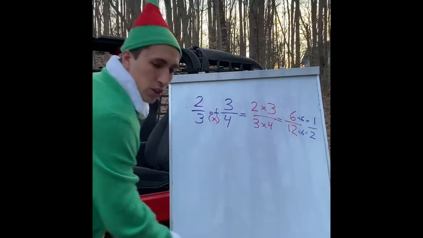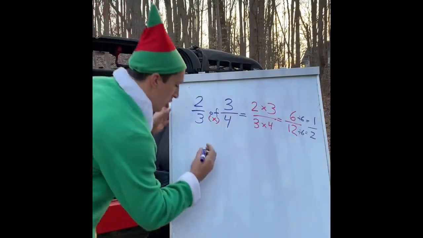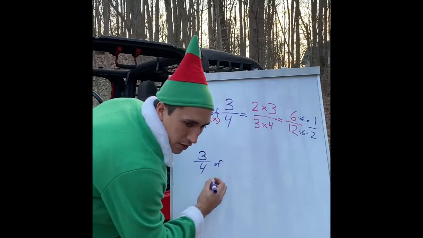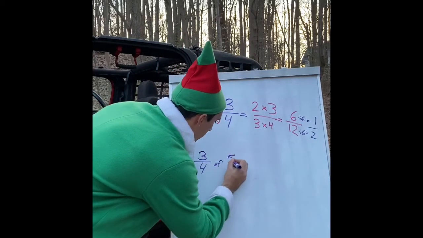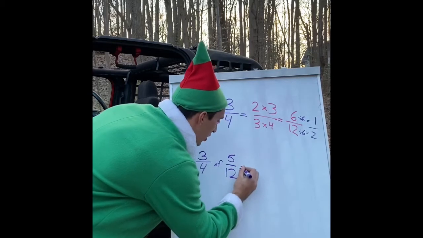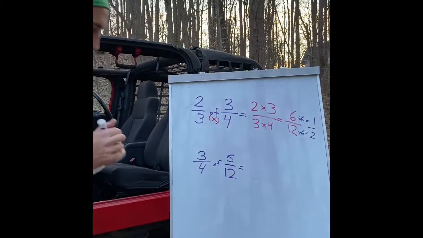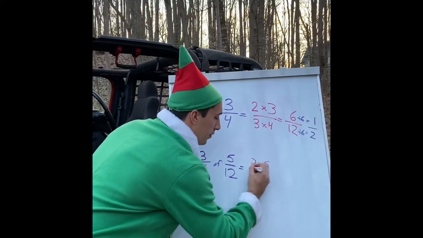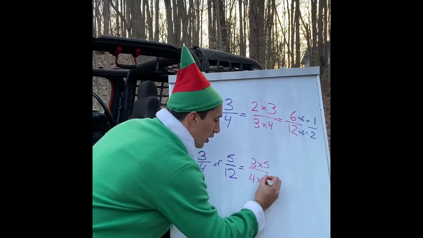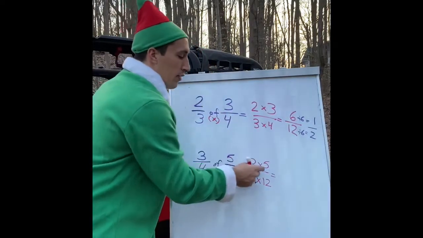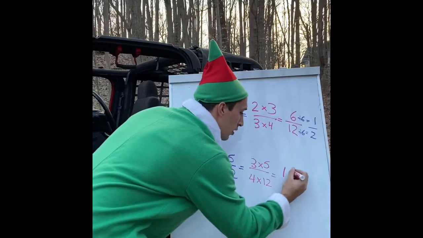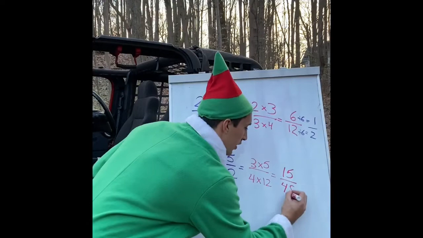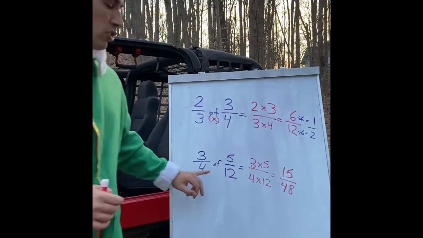All right, let's go on to another problem. We have 3/4 of 5/12. Go ahead and try to solve that one. All right, 3 times 5, 4 times 12. We know 3 times 5, 5, 10, 15. And we know 4 times 12 is 48. There would be the answer for this one.